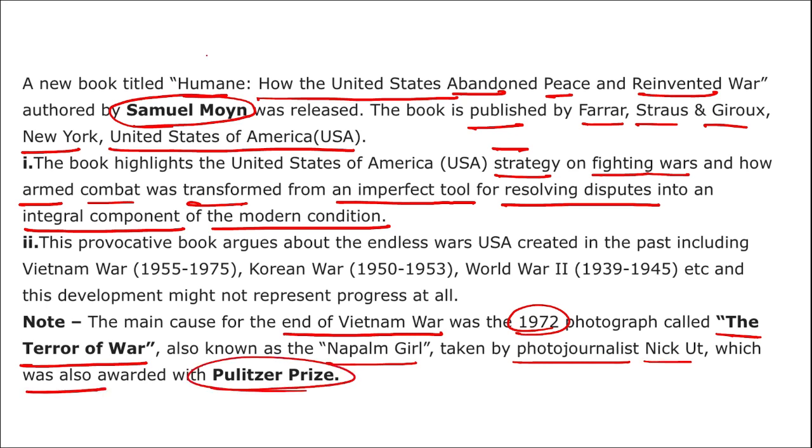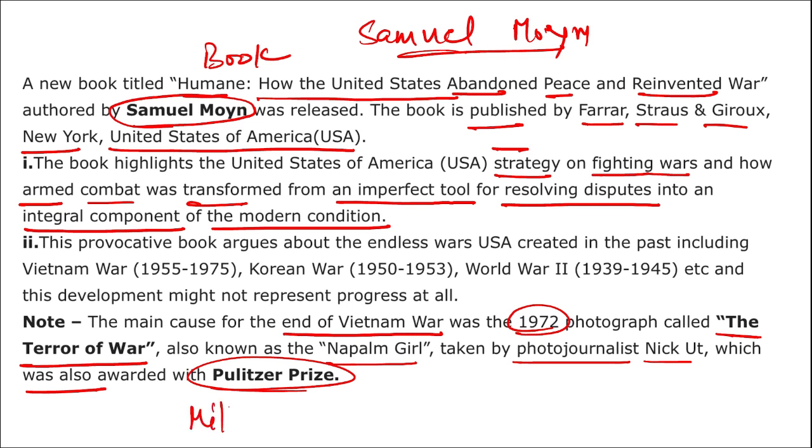I repeat, we are talking about the book Humane, how the US abandoned peace and reinvented war. This book has been authored by, who is the author? Samuel Moyn. All right. And apart from this, I will ask you a book only. Tell me the name of the book, Millennial Yogi. This book has been authored by whom?